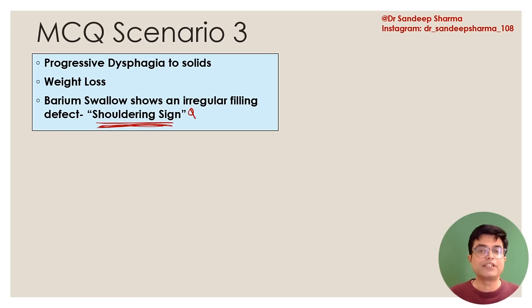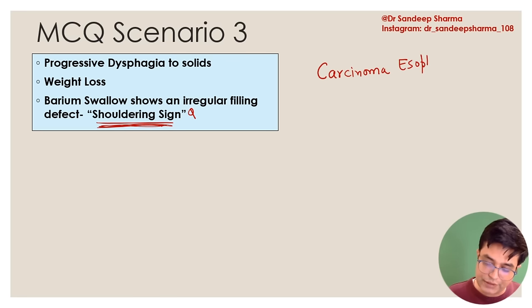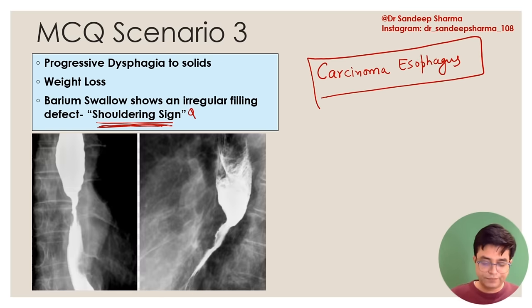So in which condition is the shouldering sign seen? Shouldering sign, weight loss, progressive dysphagia to solids. What is the possibility we are looking at? We are looking at a diagnosis of carcinoma esophagus. Right? And this is how the shouldering sign will look.